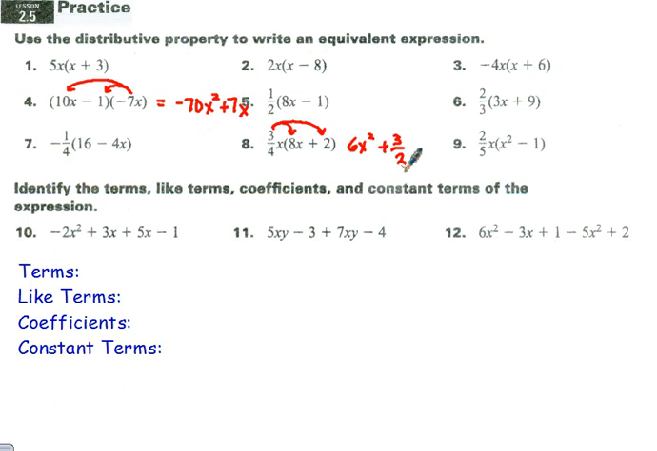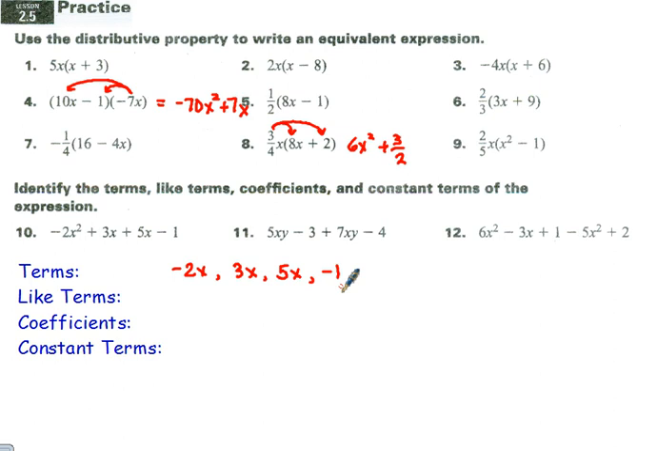And last but not least, looking at number 10, I'm looking to identify terms, like terms, coefficients, and constant terms. So this is all vocabulary review. So all I'm going to do is simply list, just like it says to, identify. In problem number 10, I'm looking at the terms of negative 2x, 3x, 5x, and negative 1. There are 4 terms in problem number 10.